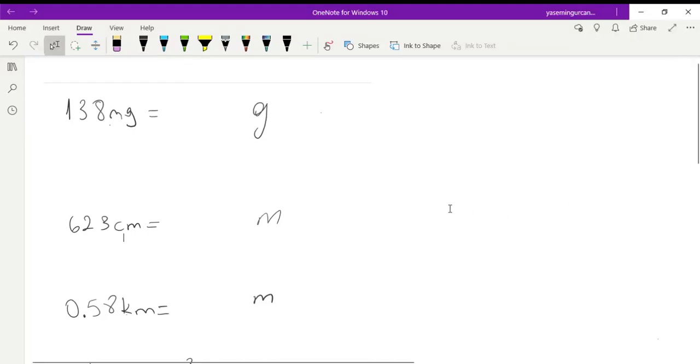Hi everyone. I just want to show you a few examples of unit conversions.